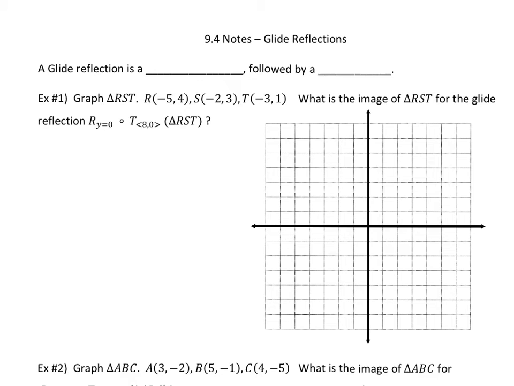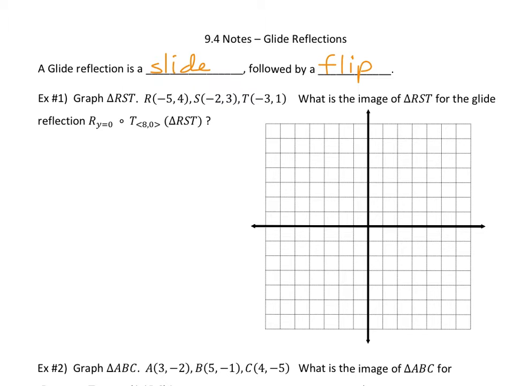All right, 9-4. We don't do all of 9-4, so it's going to look like we skipped a bunch. We did. We're just focusing on glide reflections for today. So first thing you need to note is that a glide reflection is a slide followed by a flip. Okay, a glide or a slide, a translation we would say, followed by a reflection.